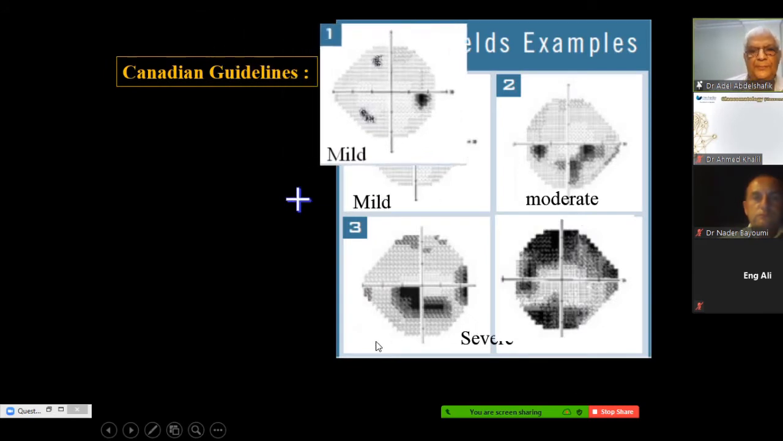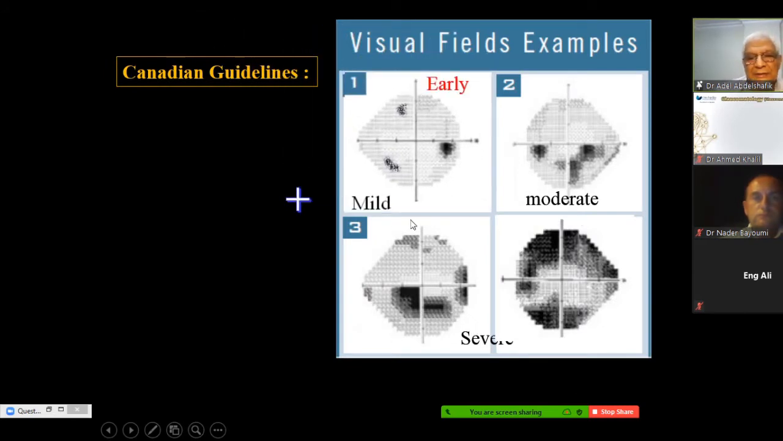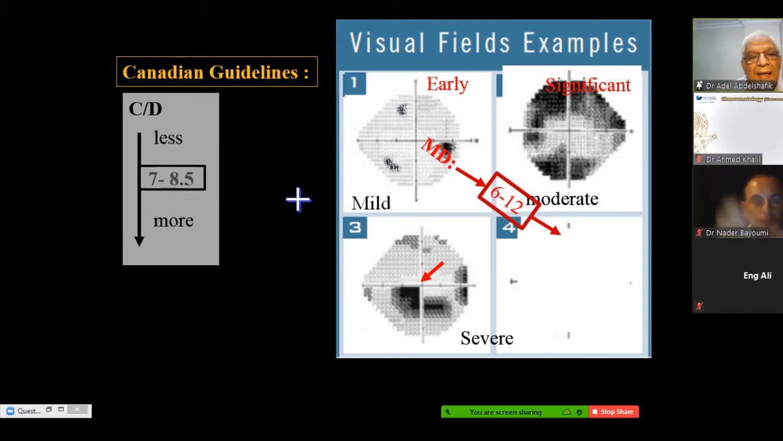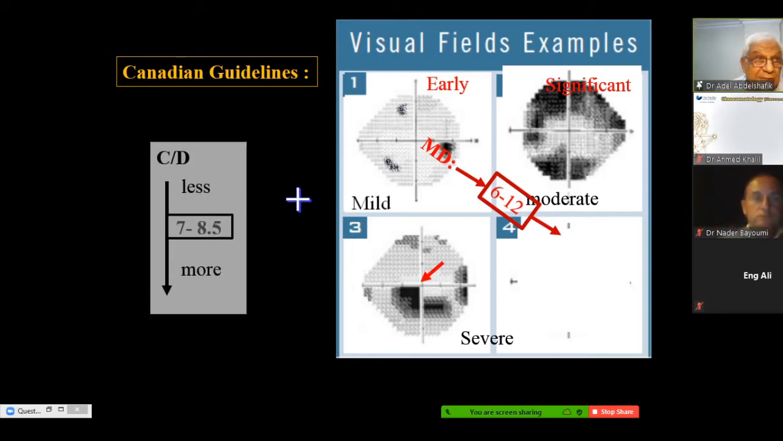So, involvement of the field up and down, but not much, they consider it mild. Extensive involvement, but the center is free, they consider it moderate. Involvement of the center, they consider it severe. Then they add the mean deviation, and they depend on the cup-disc ratio. As you can see, there is no agreement between the systems.